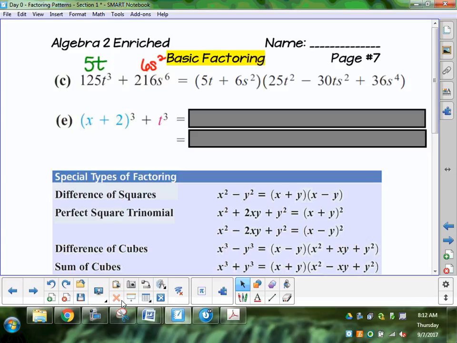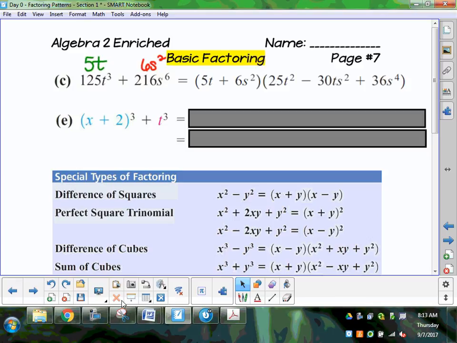What type of factorization is that? Hands up, please, and you can tell me what type of factoring pattern that matches. Sum of cubes. So what's the cube root of the left? x plus 2. What's the cube root of the right? Now, who can tell me what they think our binomial is going to look like? It's going to get awkward. Get over it. JB, go ahead.